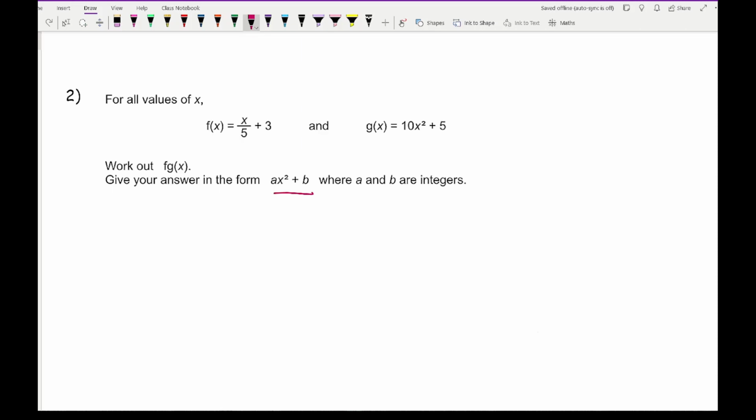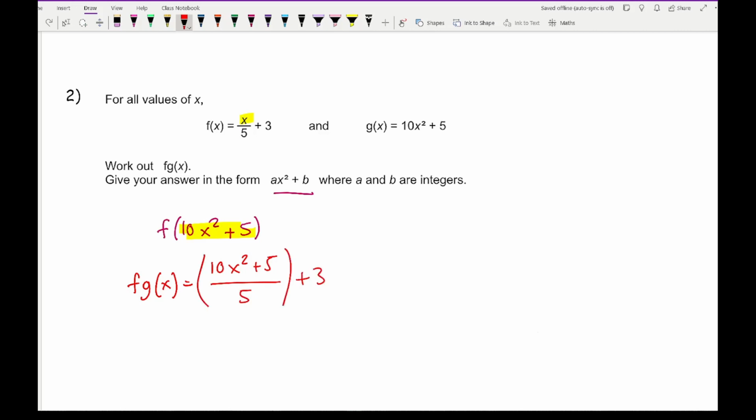Well, I'm going for g first. So here what I've got is f, and I'm going to use the function of g, which is 10x squared plus 5. Now wherever I can see an x in f, I'm going to replace it with what's in the bracket. So what this then becomes is f g of x equals this bracket, which is 10x squared plus 5, divided by 5, plus 3. Now what I can then do is simplify all of this, because I can simplify by dividing by 5.